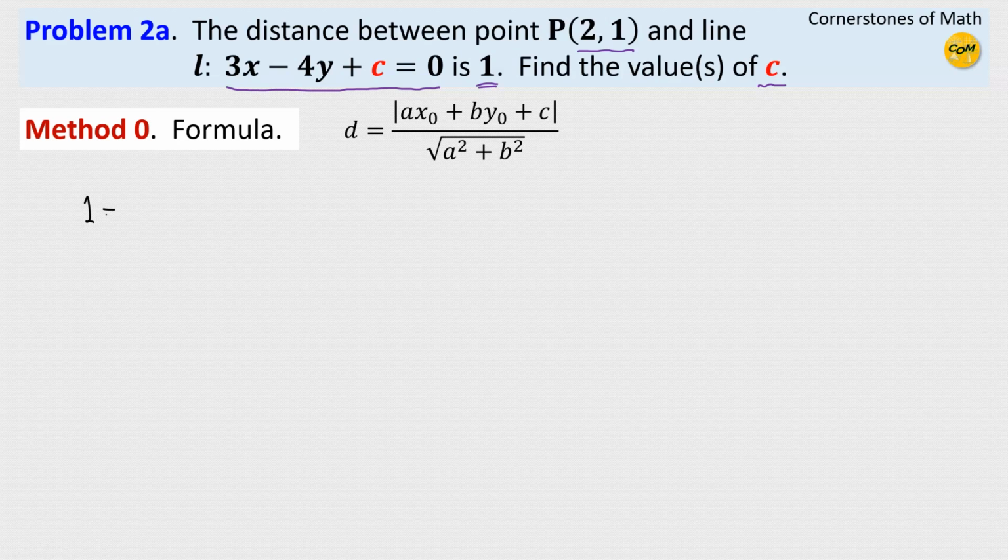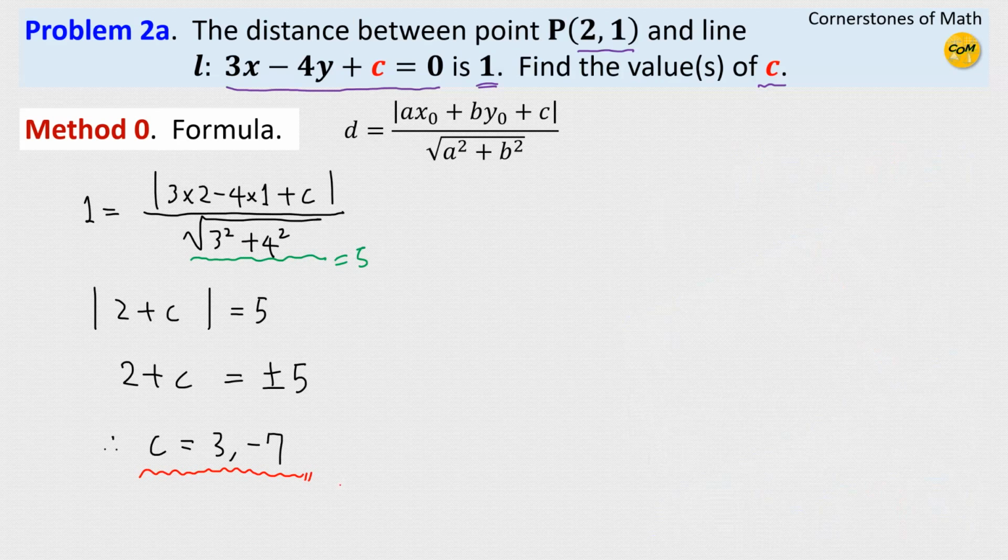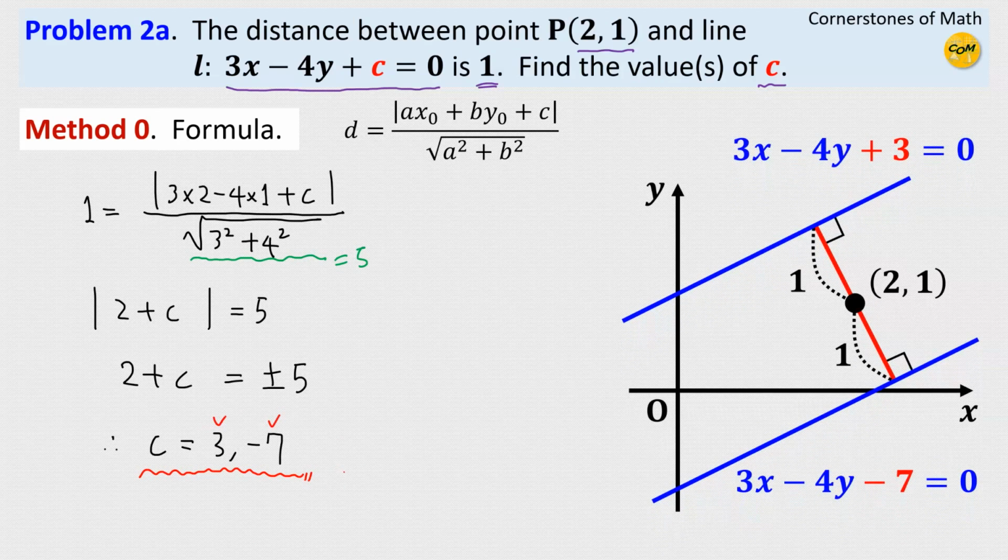So we have distance 1 equals the absolute value of 3 times 2 minus 4 times 1 plus c, divided by the square root of 3 squared plus 4 squared. And since this denominator is 5, we have the absolute value of 2 plus c equals 5. And this means that 2 plus c is equal to either 5 or negative 5. So we have c equals 3 or negative 7. Notice that we have two possible values for c, meaning that we have two possible lines, one right here and one right here.